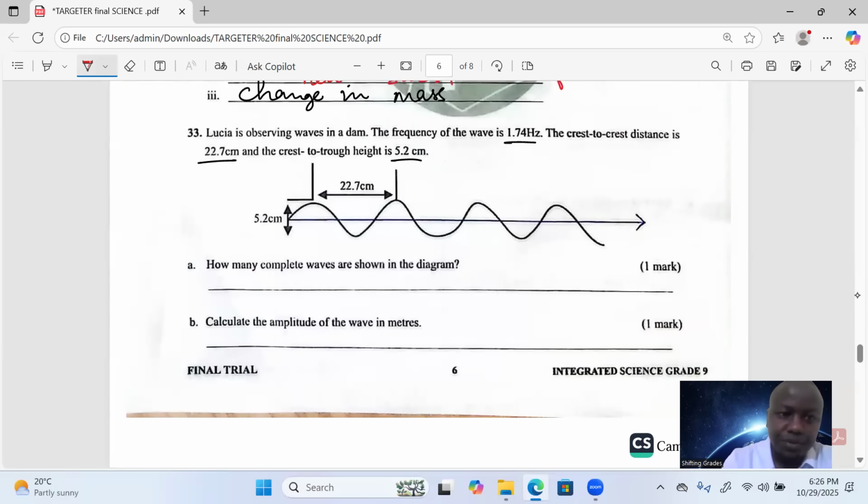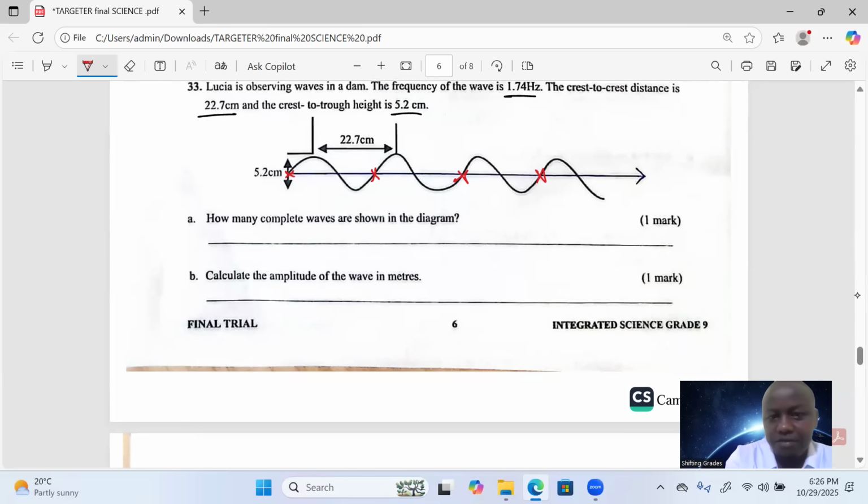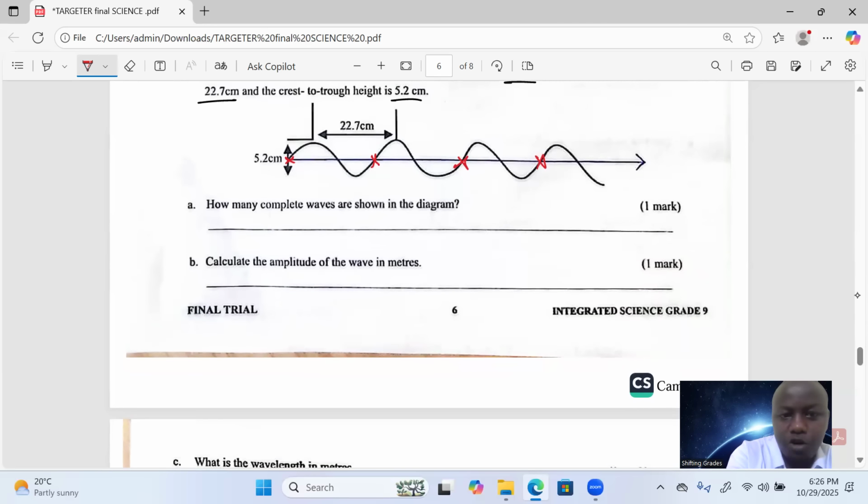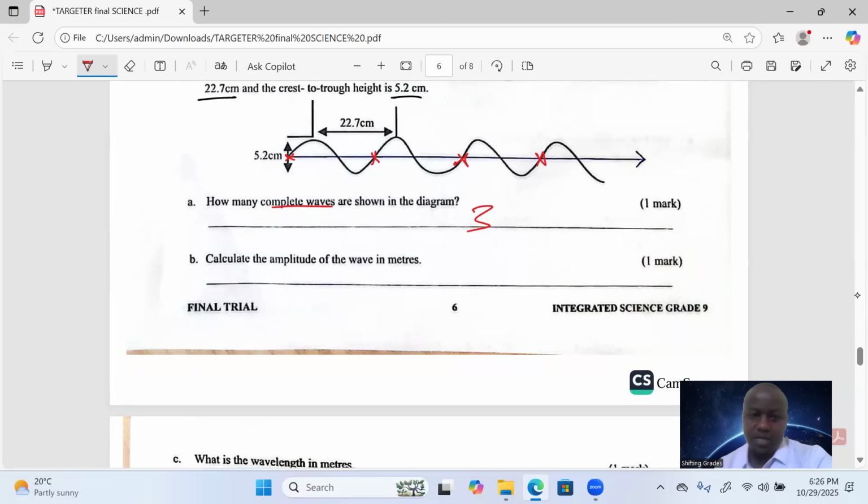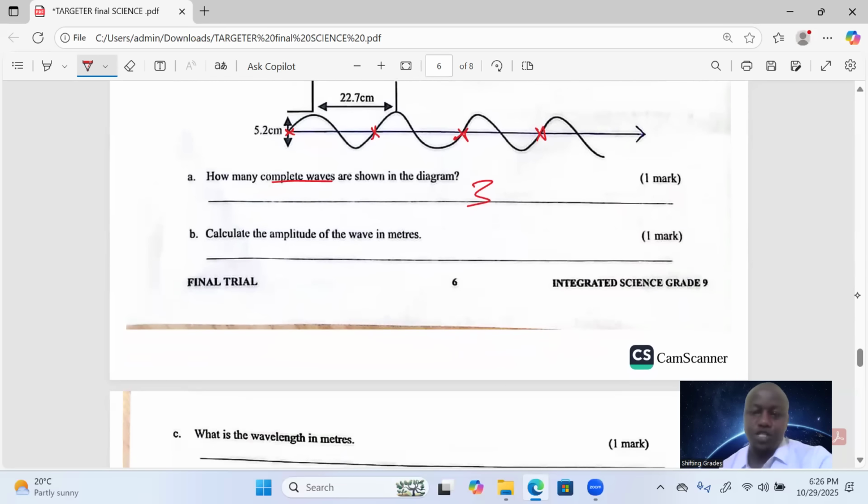For you to identify a complete wave, you must start from a point and move along the wave until you are at the same point and moving in the same direction. When you move until you are at this position, that's 1. You move again, that's 2. You move again, that's 3. Then this is now half, so 3.5, but the complete ones are just 3. So we have 3 complete cycles in that case. The other cycle is not complete.